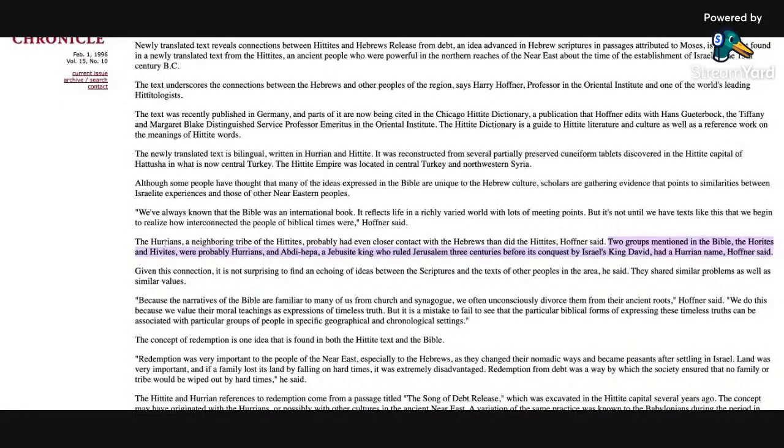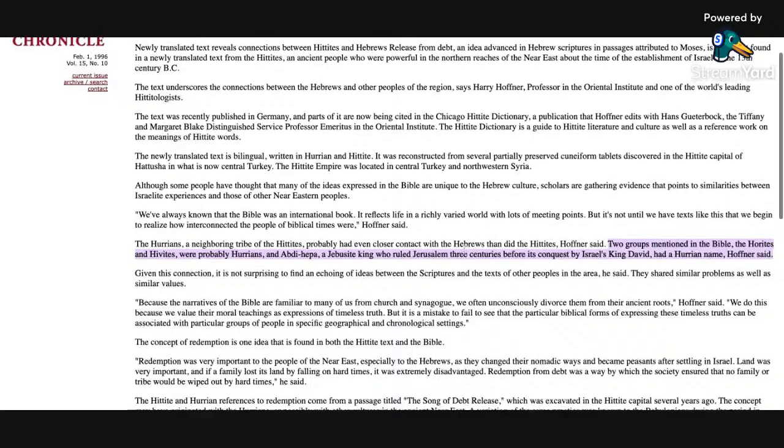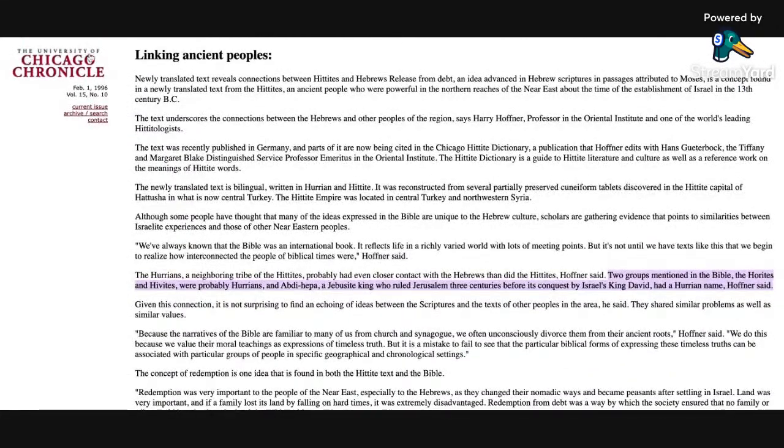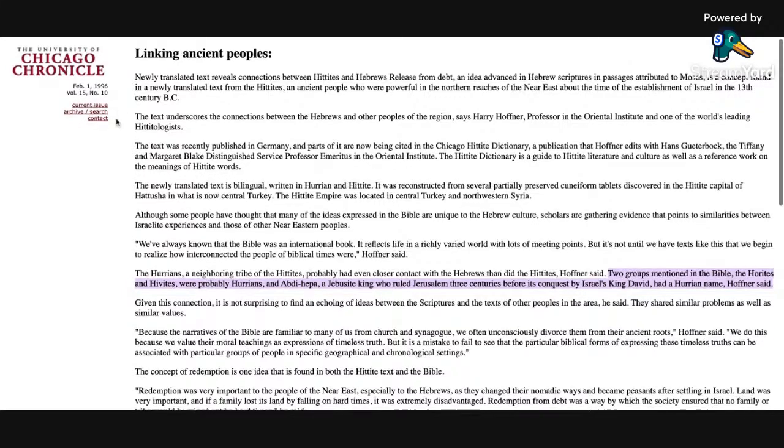So the Hurrians, a neighboring tribe of the Hittites, probably had even closer contact with the Hebrews than did the Hittites. Hoffner said, two groups mentioned in the Bible, the Horites and the Hivites, were probably Hurrians, and Abdi Hepa, a Jebusite king who ruled Jerusalem 3 centuries before its conquest by Israel's King David, had a Hurrian name, Hoffner said. So this is found in the University of Chicago Chronicle, February 1st, 1996, volume 15, number 10.